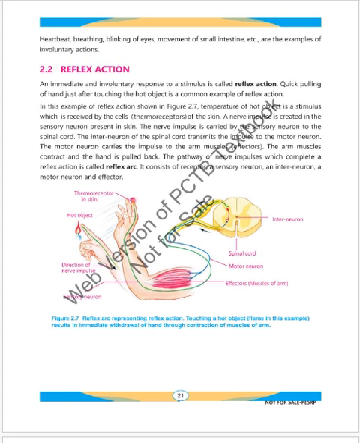The pathway of nerve impulse which completes a reflex action is called reflex arc. It consists of receptors, a sensory neuron, an interneuron, a motor neuron, and effectors. Figure 2.7: reflex arc representing reflex action. Touching a hot object, a flame in this example, results in the immediate withdrawal of the hand through contraction of muscles of the arm.